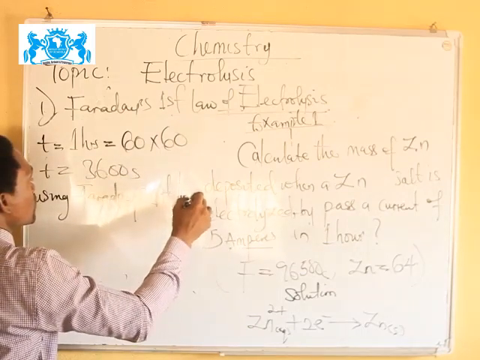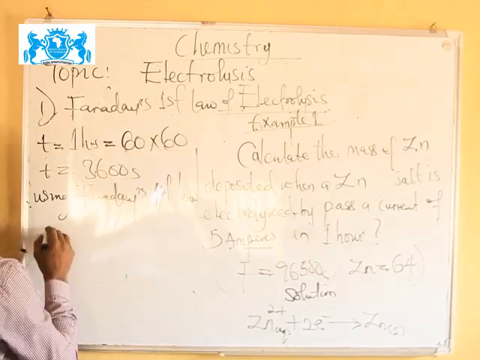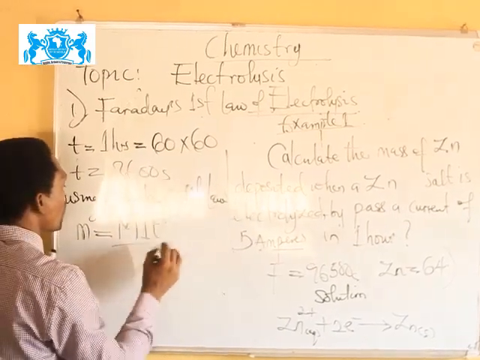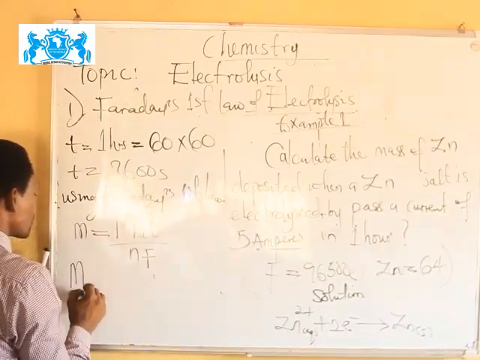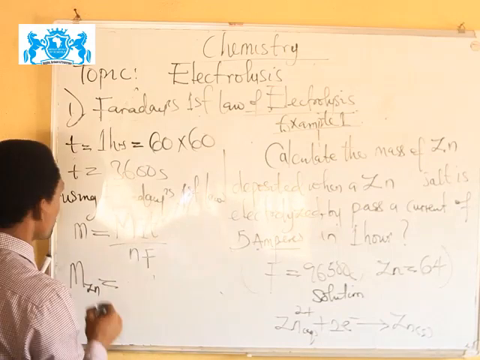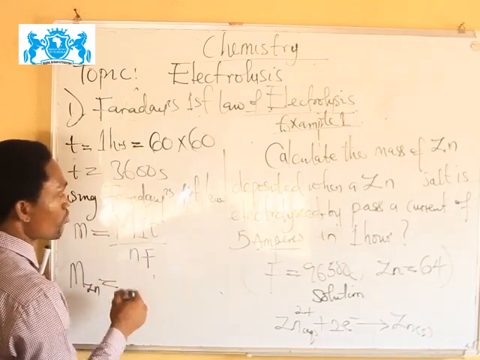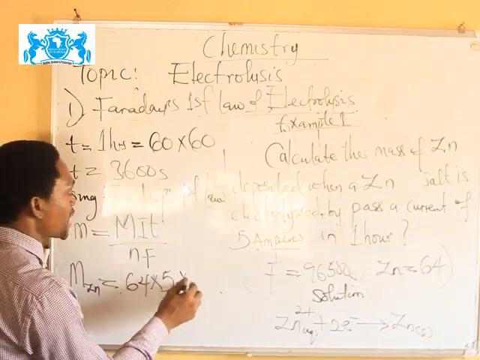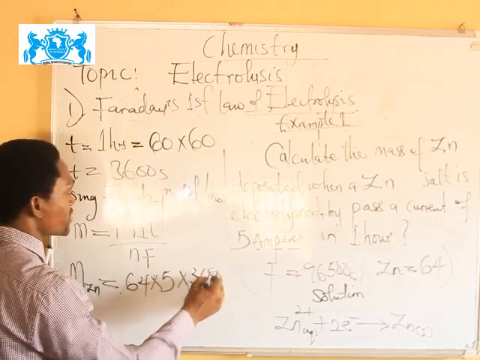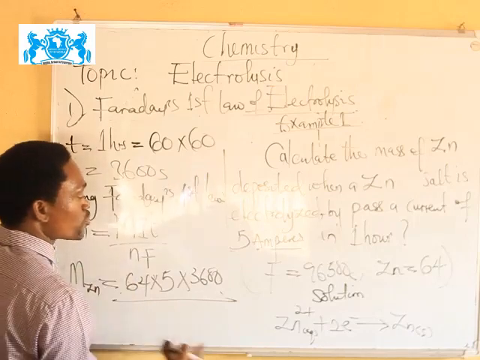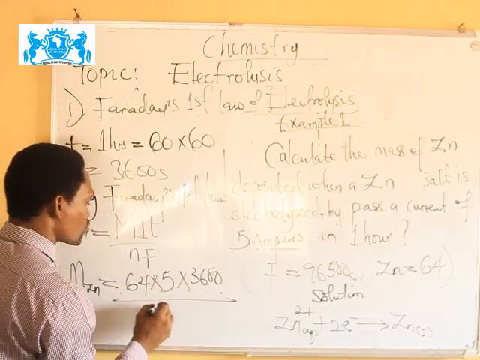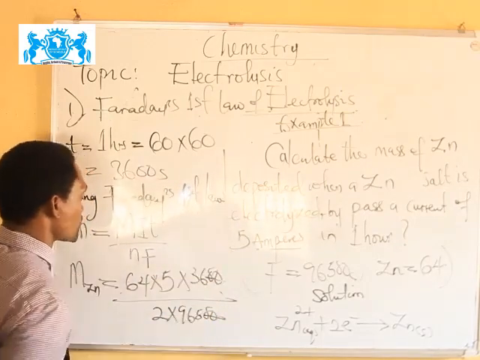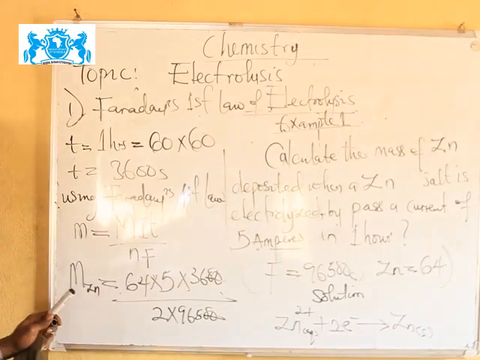first law. The mass of zinc that will be deposited will be equal to capital M I T all over n F. Now to substitute, the mass of zinc deposited will be equal to molar mass, which is 64, times the current, which is 5 amperes, times the time in seconds, which is 3,600, all over the number of moles of electrons needed, which is n, which is 2, times 96500 coulombs. So 2 zeros, take care of these 2 zeros.